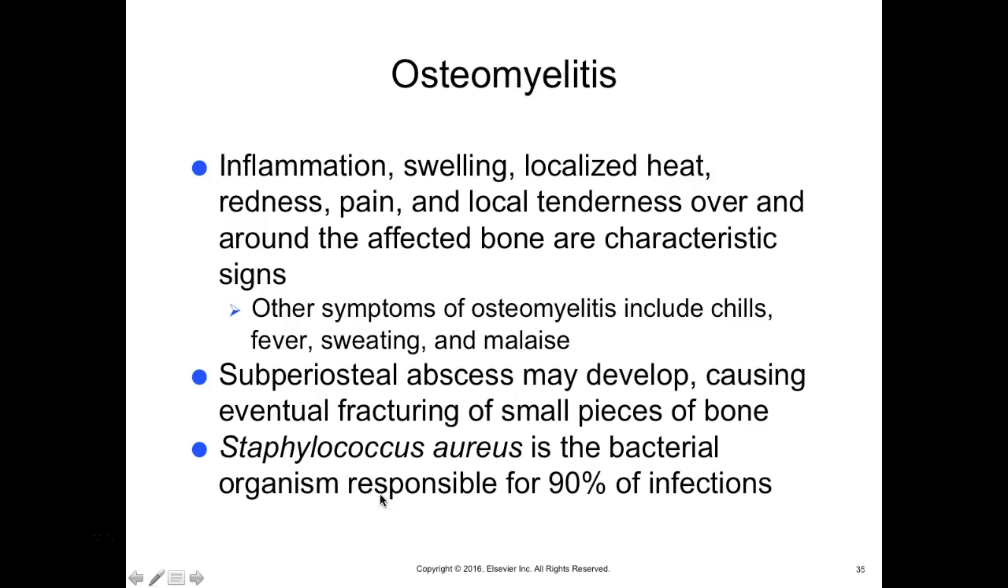Osteomyelitis. So inflammation, swelling, localized heat, redness, pain, and local tenderness over and around an affected bone are characteristic signs. And then symptoms would include chills, fever, sweating, and malaise. So this is an infection of the bone and the bone marrow. Often you'll see it will just say infection of the bone, but it's bone and bone marrow.